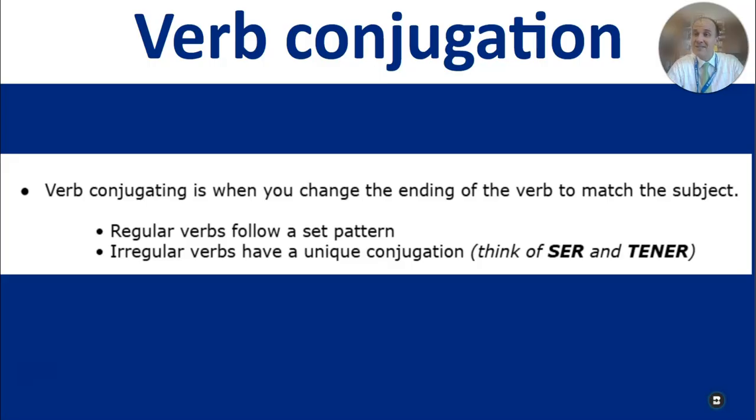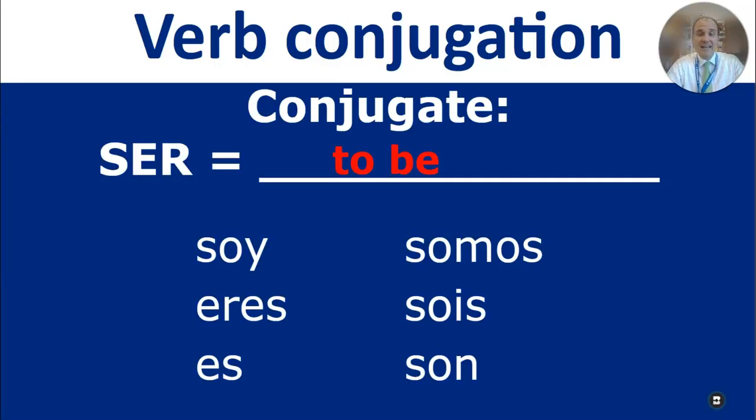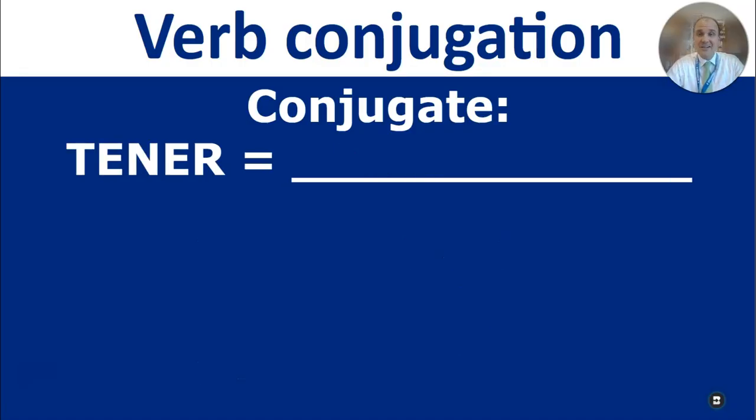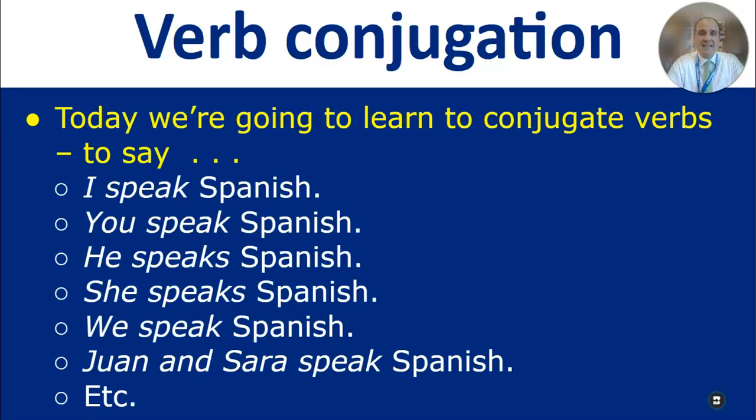All right, so think back to ser and tener. The verbs we're going to learn today are much easier than those two because ser, we know, means to be. It doesn't follow a pattern at all. Soy, eres, es, somos, son. We had to memorize those. Well, tener is the same way. Tener means to have. It doesn't follow a pattern. Tengo, tienes, tiene, tenemos, etc. We had to memorize those because it doesn't follow a pattern. What I'm going to show you today, though, is something much, much simpler that applies to verbs that are regular. All right, we're going to learn today to conjugate verbs.